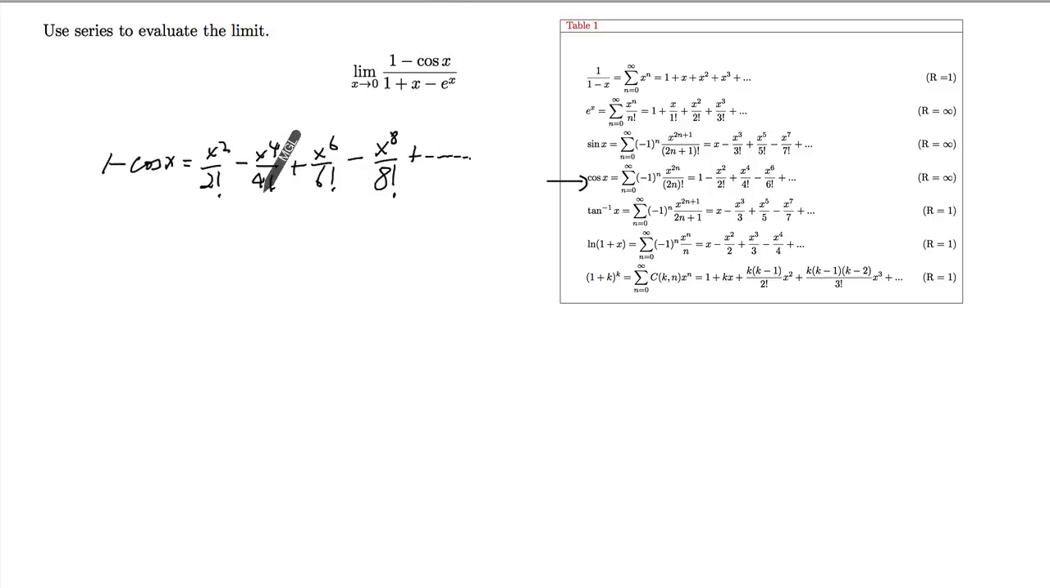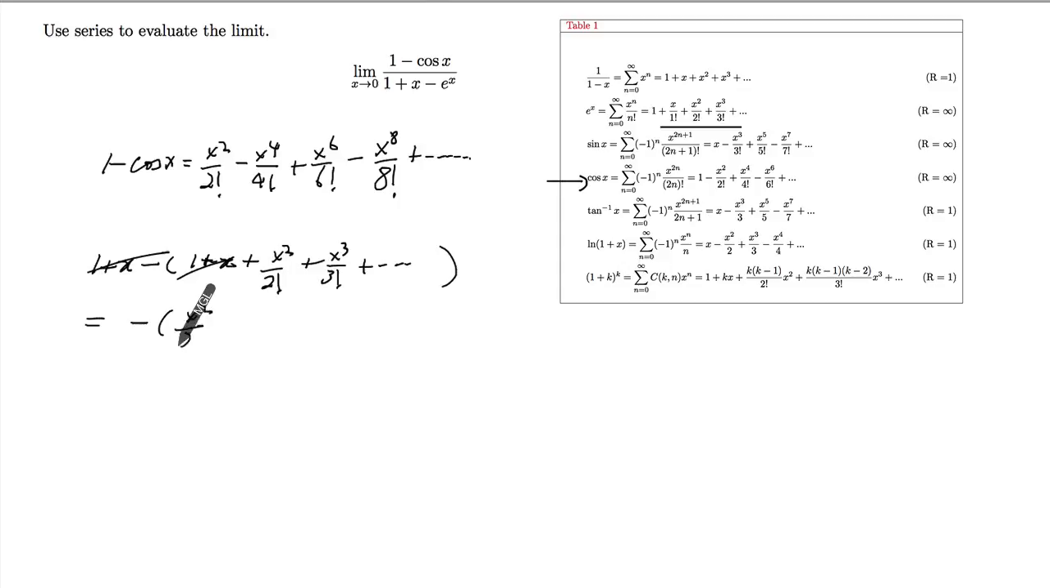And then the bottom here, we have 1 plus x minus e to the power of x, which is right here, which starts with 1 plus x. Okay, 1 plus x, and then plus x squared over 2 factorial, right? So these two will cancel out with these two, and everything will just turn into minus. So minus x squared over 2 factorial, x cubed over 3 factorial, and so on.